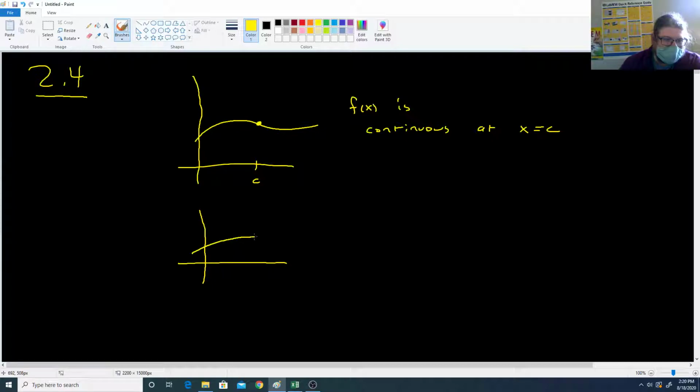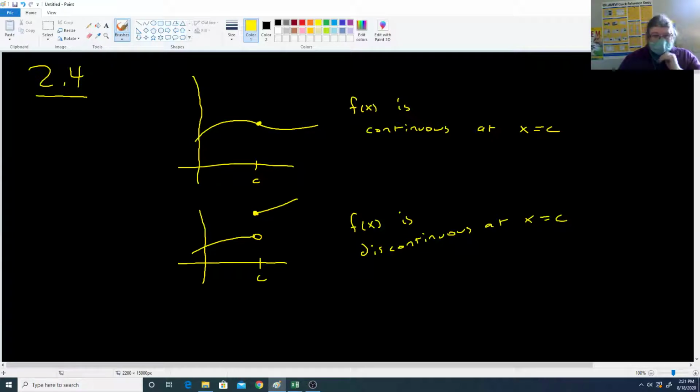If we maybe had a graph that did this sort of deal, it's kind of like a piecewise defined thing where we have a break in it at c. This one here would be discontinuous. So there's a lot of different ways that you can fail to be continuous and have a discontinuity. We'll kind of explore some of those in a little bit.